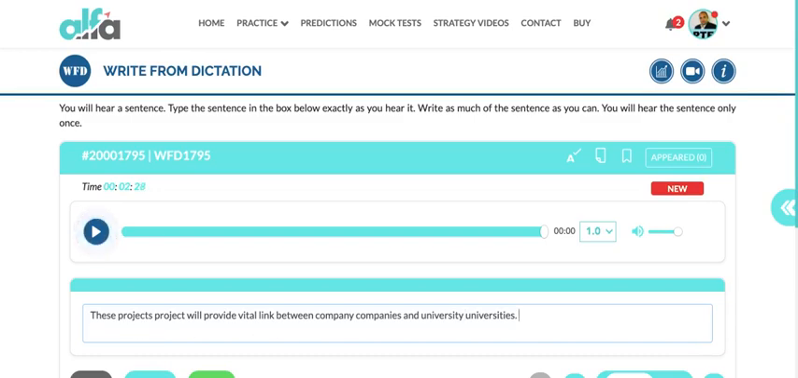The first letter has to be a capital letter. So that's one of the requirements of write from dictation. Okay, and the last one has to have a full stop. So that's another requirement. So these two things have to be kept in our mind to make sure that we get a full score in our write from dictation.